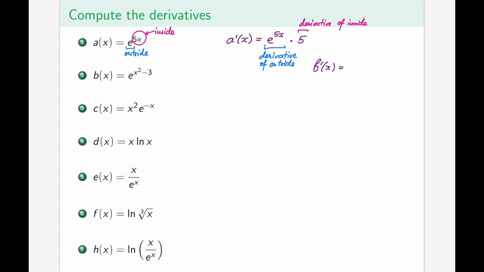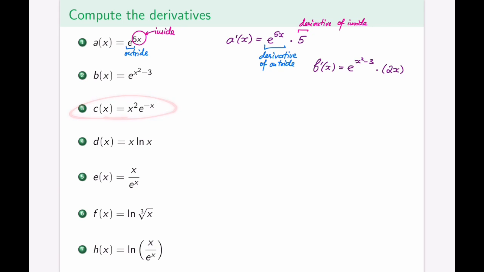So for part B here, I'm going to have the derivative of the outside function as itself, because it is in fact the exponential, followed by the derivative of the inside. The inside function now is x squared minus 3, so its derivative is going to be 2x.